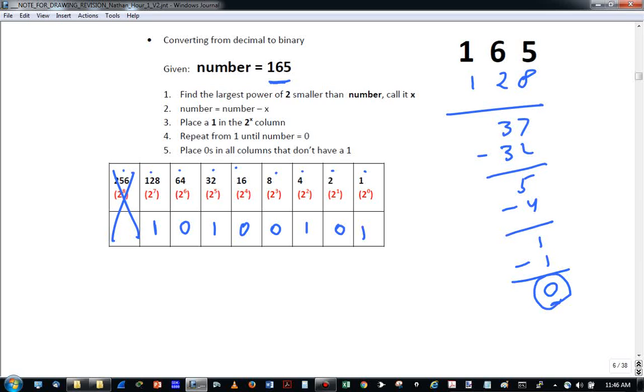If I don't end up with a 0 in this calculation, I've done something wrong and I should revisit my calculation. So basically that number 165 is 10100101 in binary.